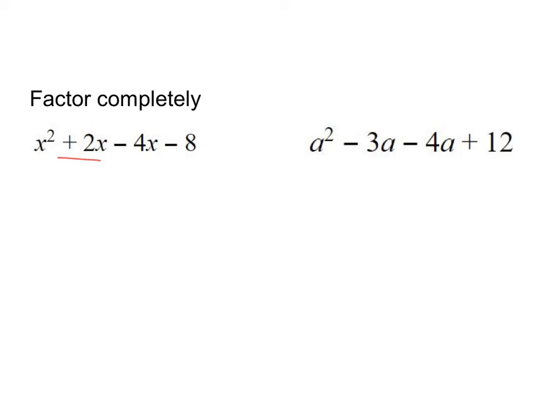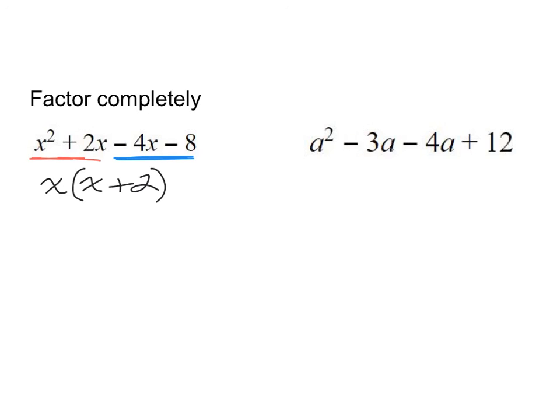So if I look at the first 2 terms in this one and the last 2 terms in this question, you can see there is a common factor in both of them. So in the first 2, x squared and 2x, there's a common factor of just x. So we're going to put the x in front. And then if I was just thinking about the 2 terms, x squared plus 2x, I would need an x and a 2 there.